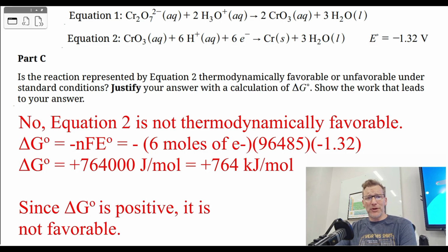The first thing they ask in part C is, is the reaction represented by equation number 2 thermodynamically favorable? No. Equation 2 is not thermodynamically favorable. You're going to do a calculation. The delta G equals -nFE, -6 moles of electrons times the Faraday's constant, 96,485, times -1.32, and that gives us a positive delta G. When we have a positive delta G, it is not a favorable reaction.